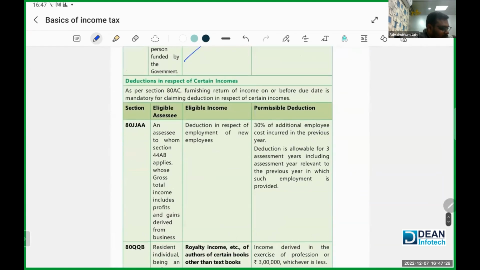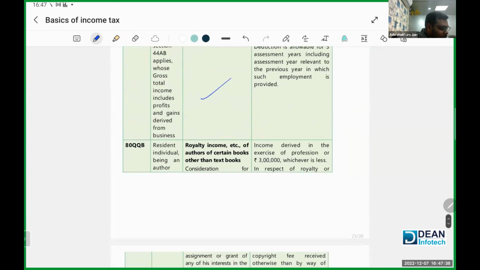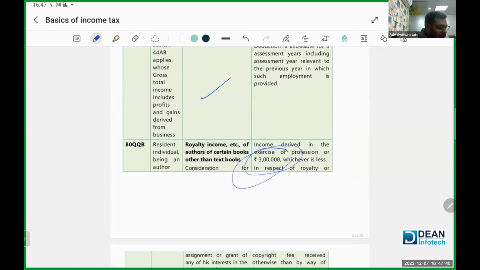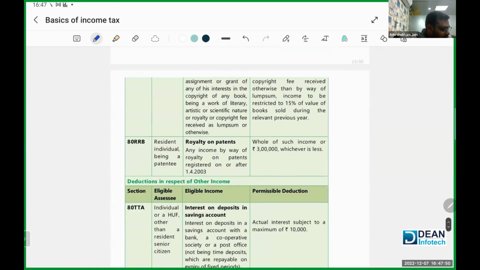Then there are various other deductions such as 80JJA, for an assessee to whom section 44AB applies, whose gross total income includes profits and gains derived from business. This is something for the businessman. And 80QQB, royalty income: if you are earning royalty income up to rupees 3 lakh, it is exempt, and you can claim deduction for that particular income under this section.